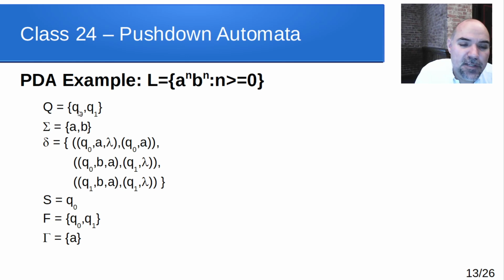Notice it only has 2 states, Q0, Q1. It only has 2 input symbols, A and B. That makes sense. And here's the transition function. We're going to look at that a little more carefully in a second. It starts in Q0. The final states are both 0 and 1. And that's because this is greater than or equal to 0. We have to handle the case where it's 0. And the stack alphabet is just the letter A. Now, to make sense of why this is set up this way, let's take a look at the graph of that.